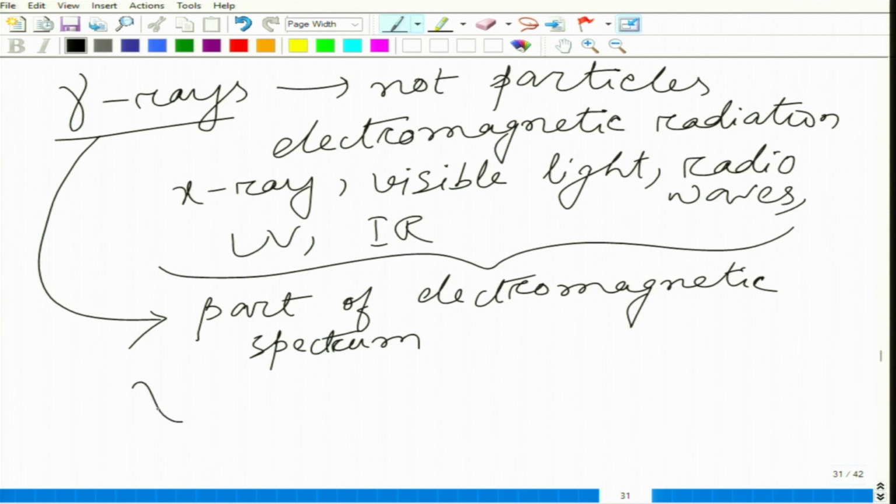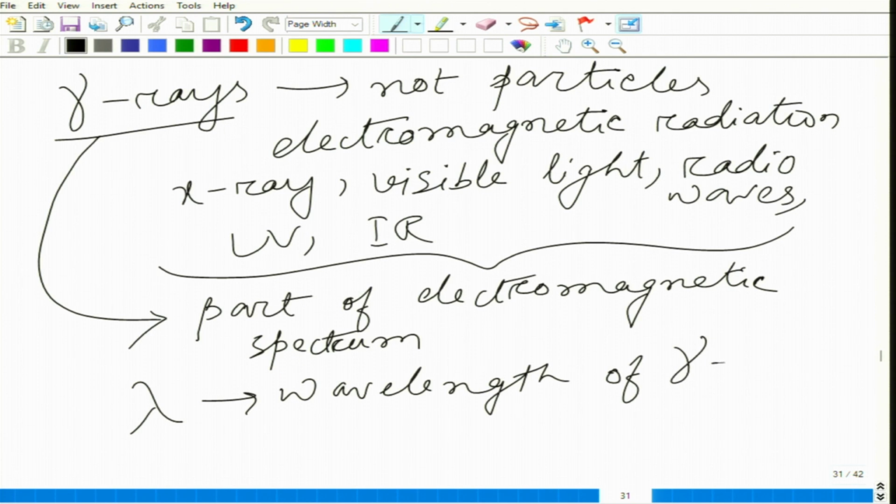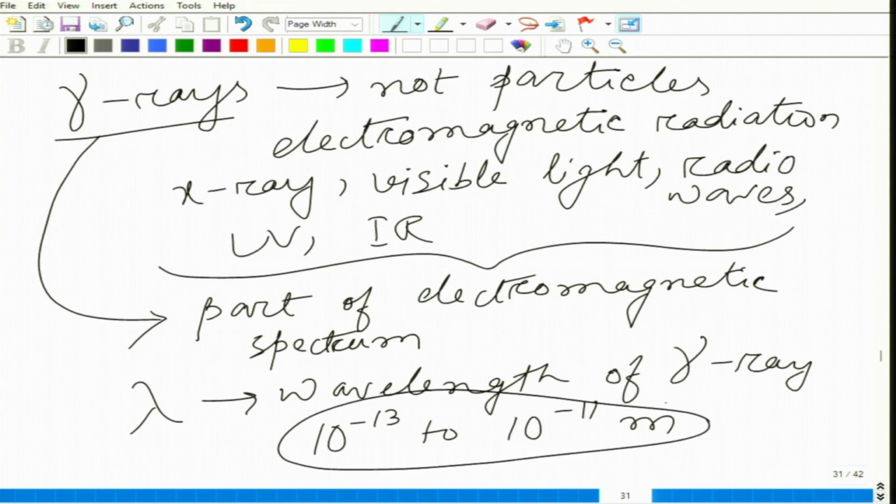The wavelength of gamma ray is around 10 to the power minus 13 to 10 to the power minus 11 meters. So, this is in picometer range, PM, that is picometer range.